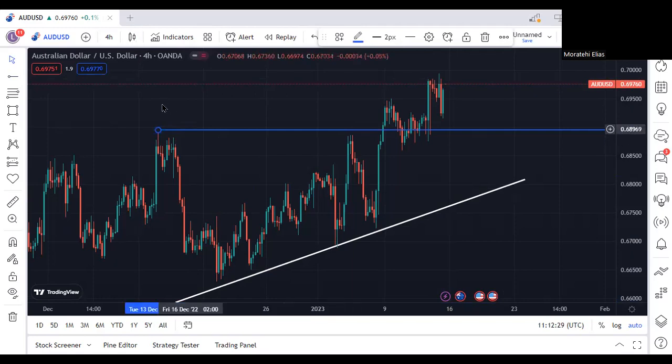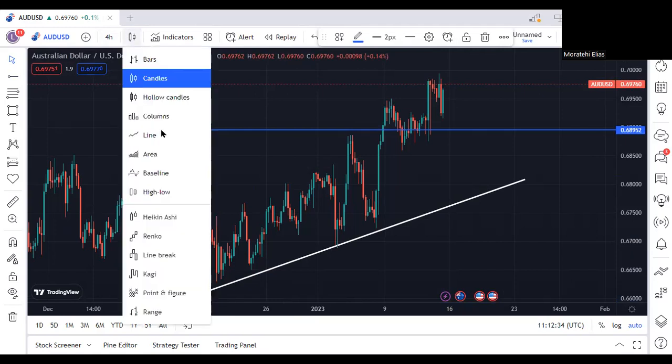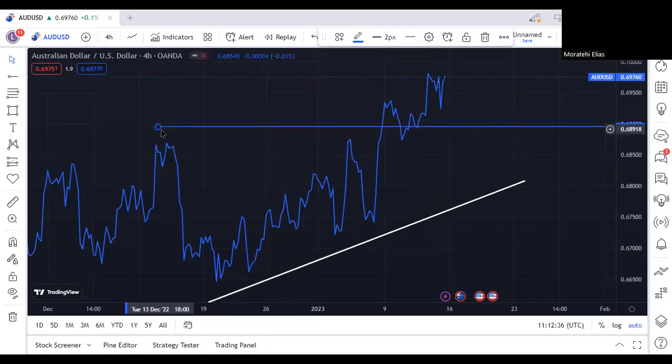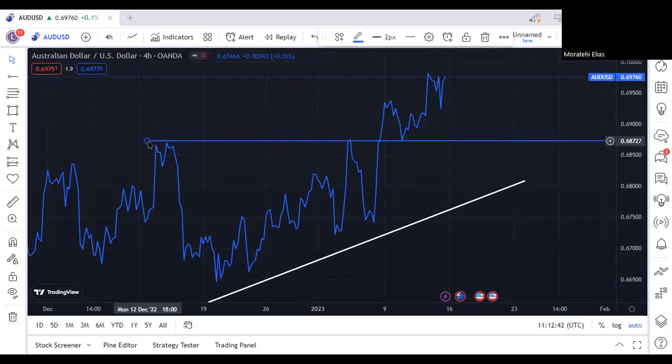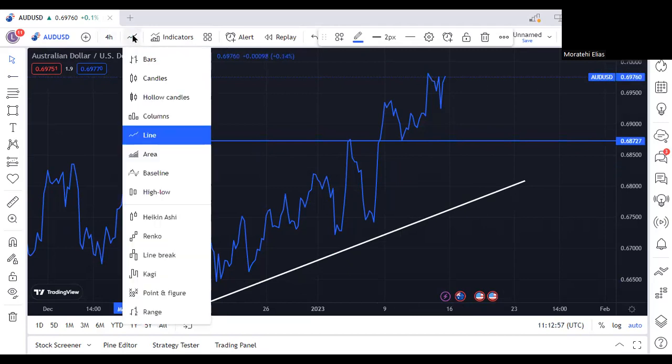Can you see it? Let's try to use a line chart. I want to check something. I want to align this one accurately. Can you see what happens when I'm using a line chart? This is perfect and accurate. Resistance, it was broken here. It became a what? A support. Now the market is pushing all the way up. Let's go back to the candlesticks.